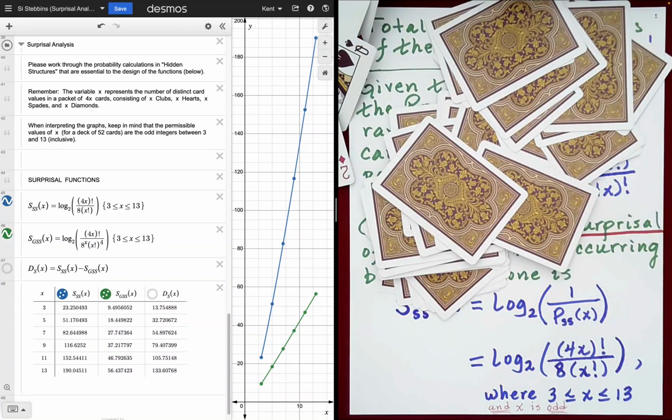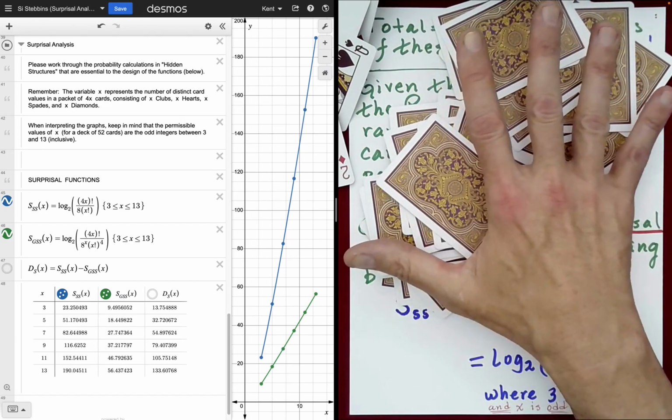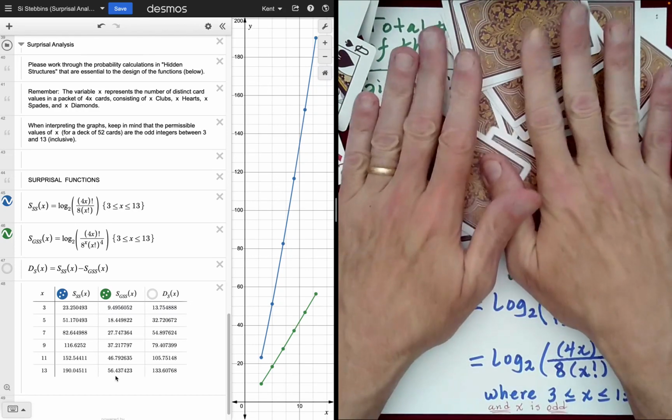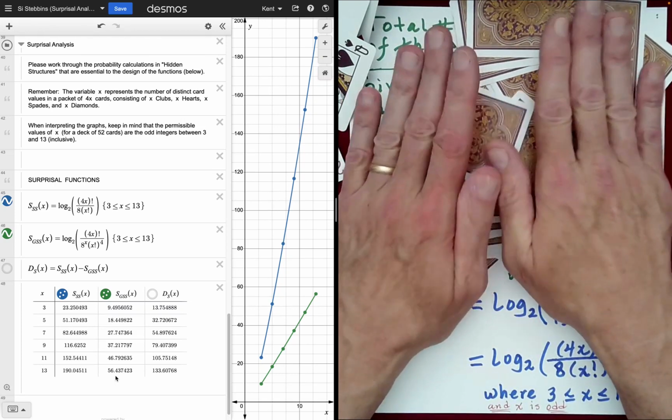So let's go ahead and look at the Surprisal value for this Gilbreath performance involving the Si Stebbins arrangement of a deck of cards. Well, we used all 13 card values. So the Surprisal is 56 bits. 56 bits of Surprisal are associated with successfully performing this Gilbreath routine.